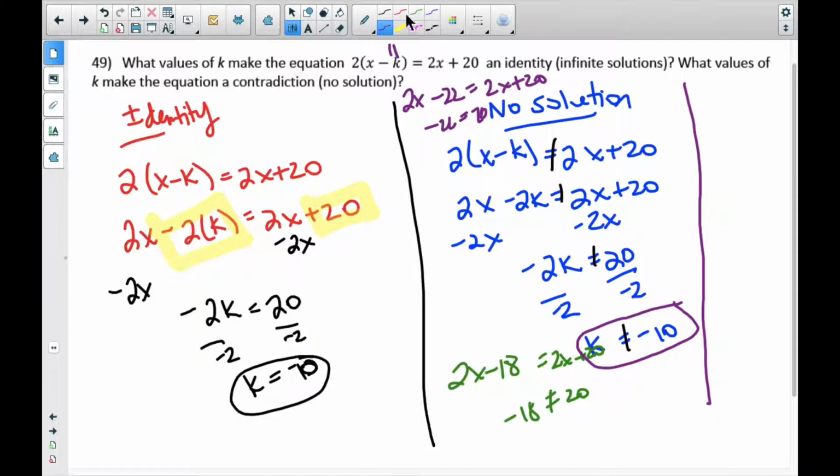Because maybe if we start off by dividing ahead of time, then I get x minus k is equal to x plus 10. It has to be either a no solution or an infinite solution. There's no other way for that problem to work out.